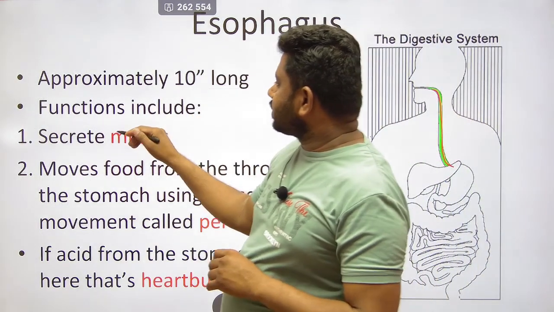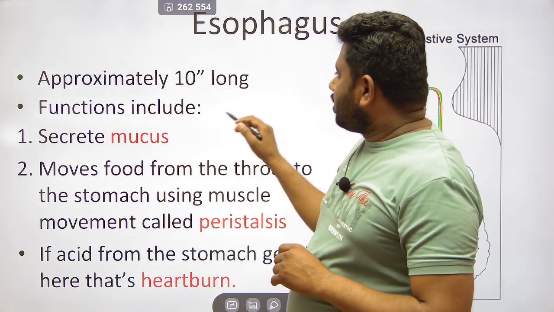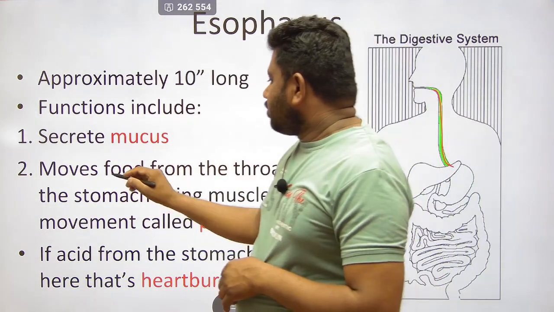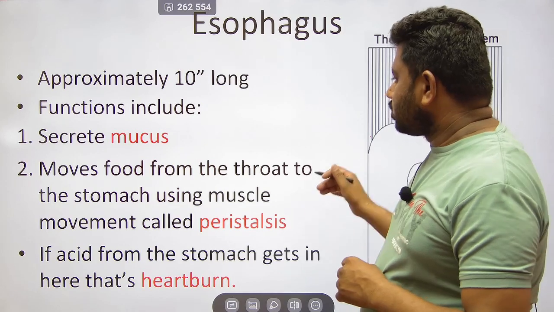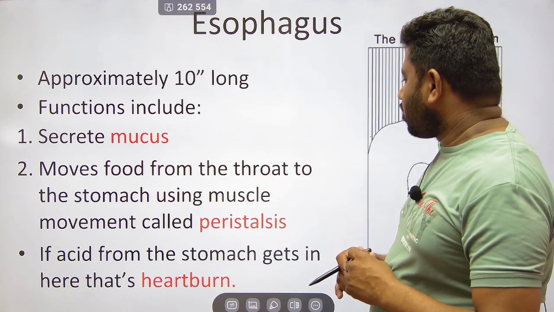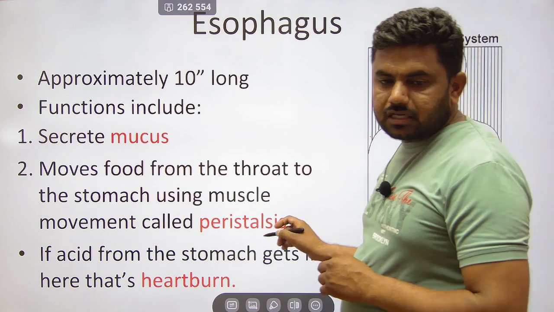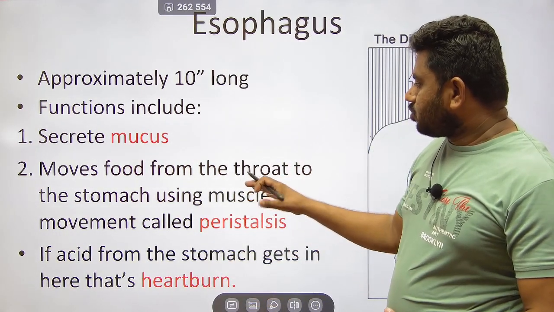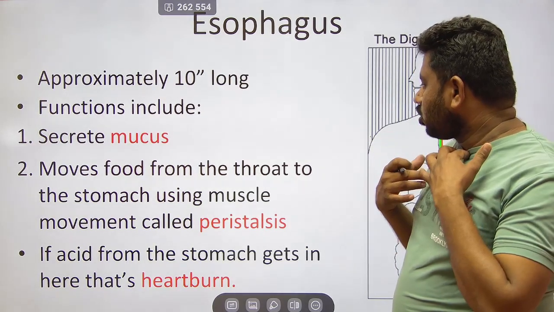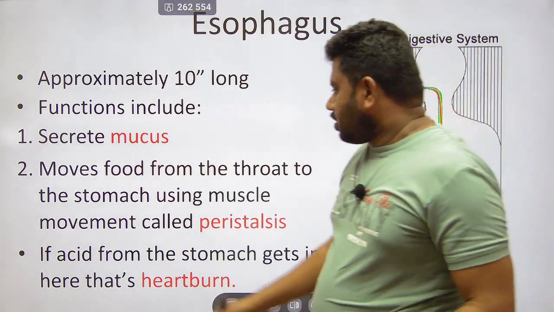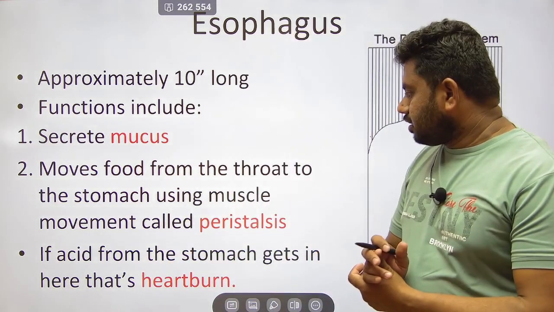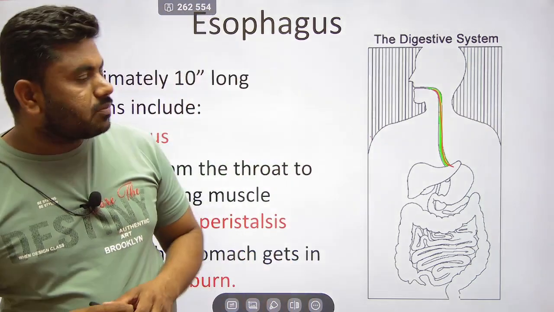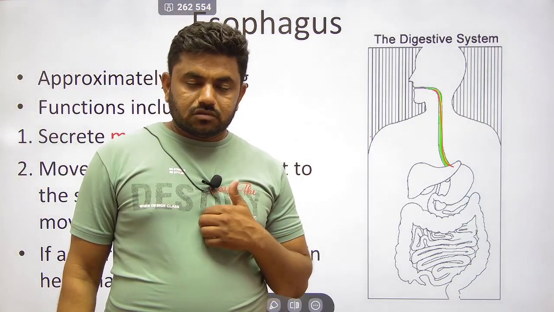Its functions include secreting mucus, then moving food from the throat to the stomach using muscle movement called peristalsis. What to say? Peristalsis. This process pushes the food from the mouth, from the throat to the stomach. If acid from the stomach gets in here, that is heartburn. See, many times it happens in our digestive system.